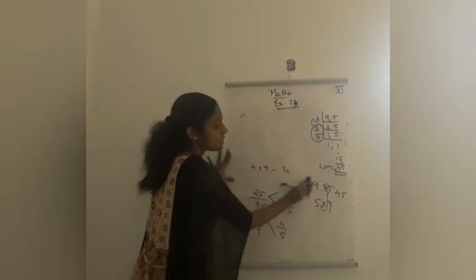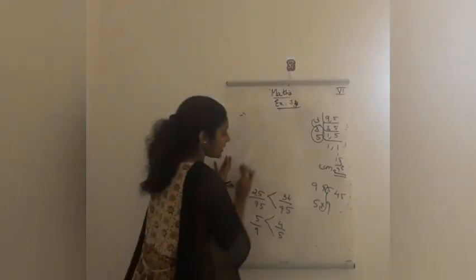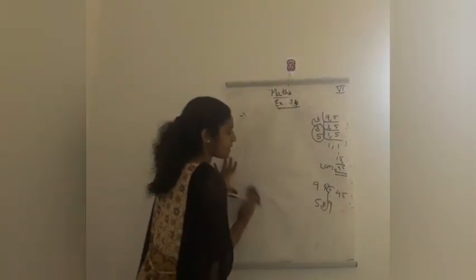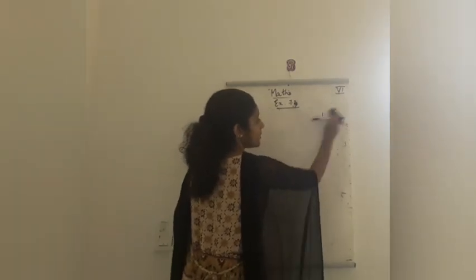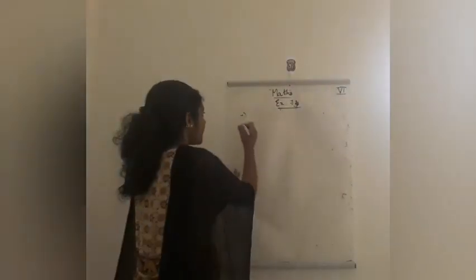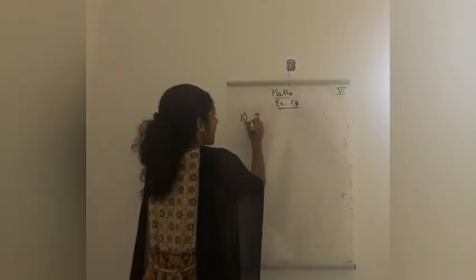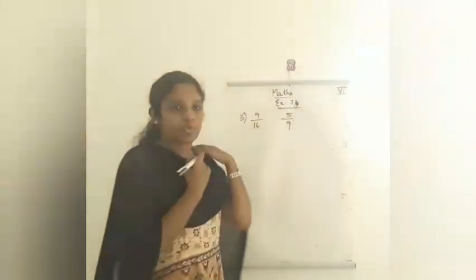Now take out your book, take out your rough book, do it along with me. 9 by 16 and 5 by 9. These are the two questions. Are they equal ആണെന്നാണ് ചോദിച്ചിരിക്കുന്നത്.